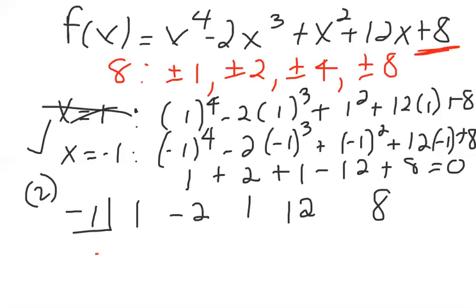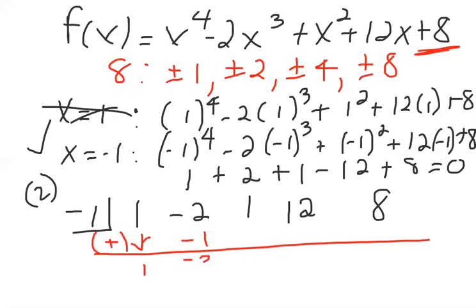All right, guys, so let me go ahead and do this one out. Drop the 1. 1 times -1 is -1. We add, we get -3. -3 times -1 is +3. We add, we get 4. 4 times -1 is -4. We add 12 plus -4 is 8. 8 times -1 gives us a -8, guys. We add, we got the 0. Again, another way to confirm that we're on the right path. -1 is definitely a 0 because the remainder is 0.